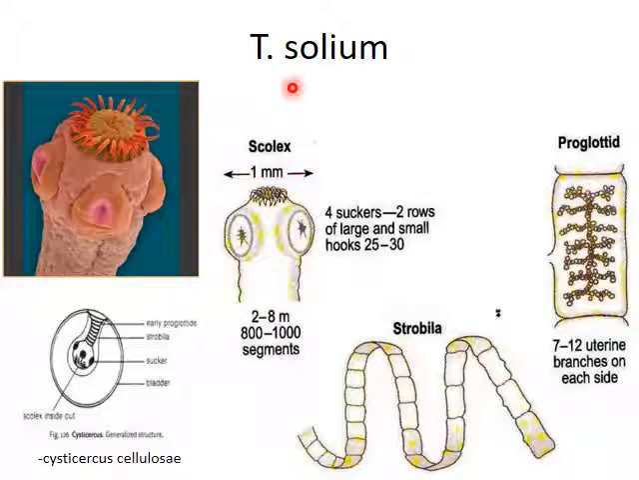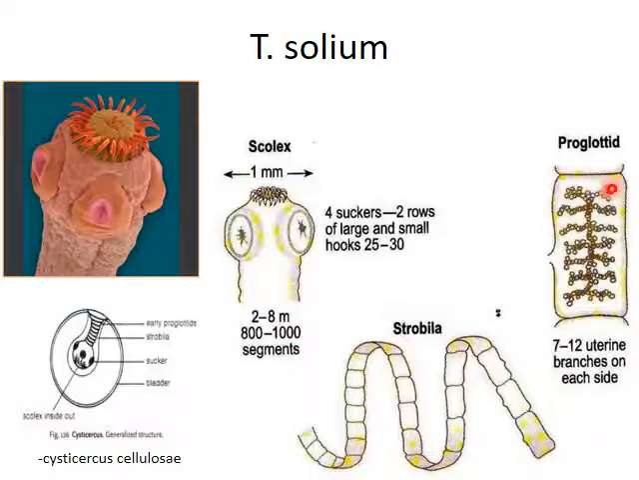Moving on to Taenia solium, it has got some differences from Taenia saginata. As you can see in the scolex of Taenia solium, it has got a rostellum with 2 rows of hooklets, and hence it is also called as the armed tapeworm, as it has got hooklets. It also has 4 suckers. Then the length of Taenia solium is around 2 to 8 meters, and the number of segments are around 800 to 1000.